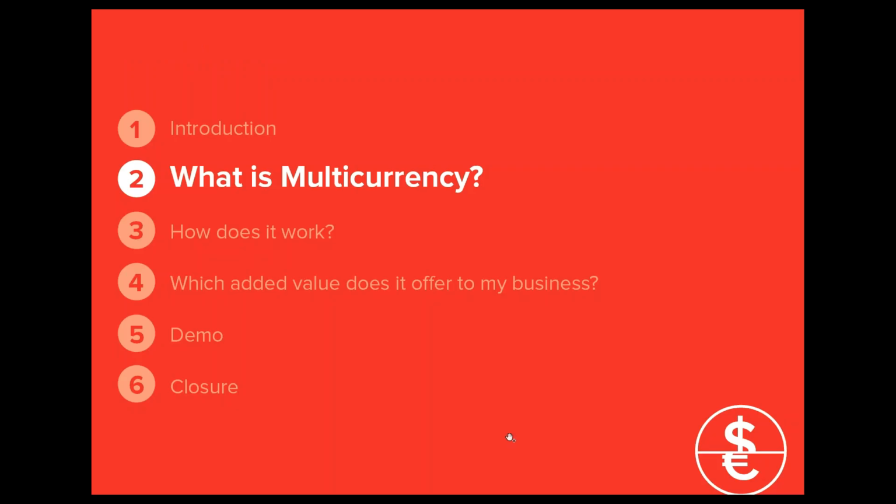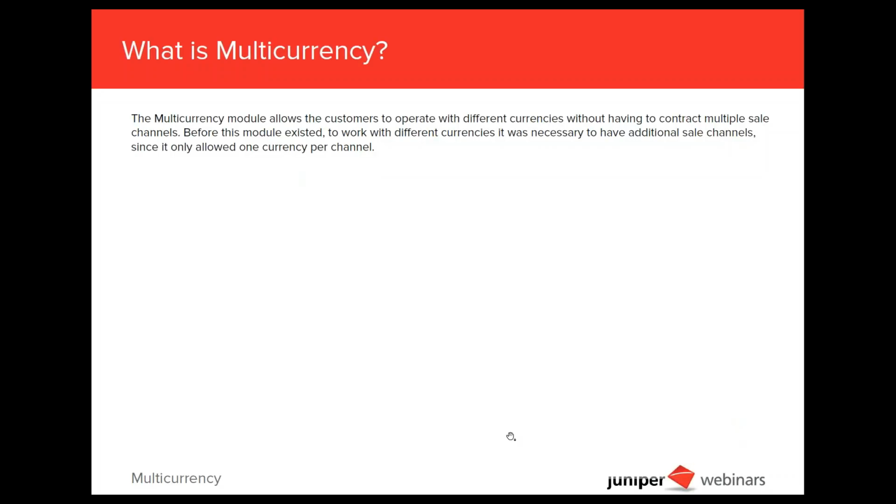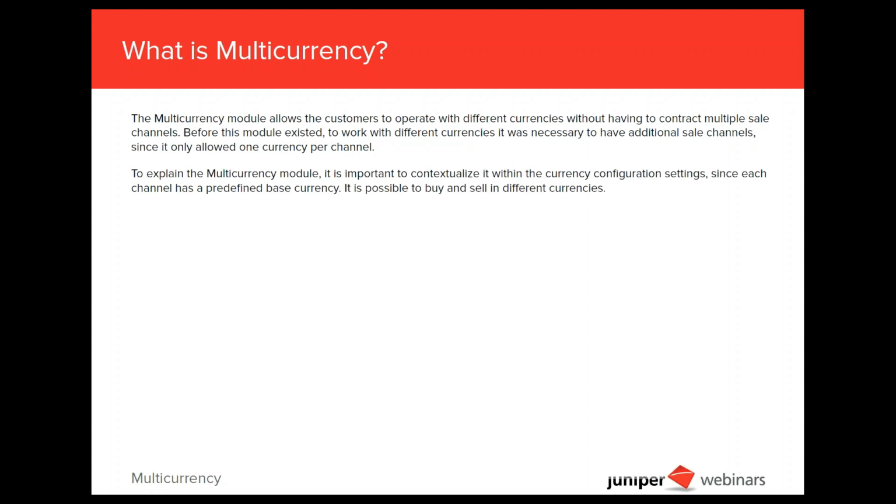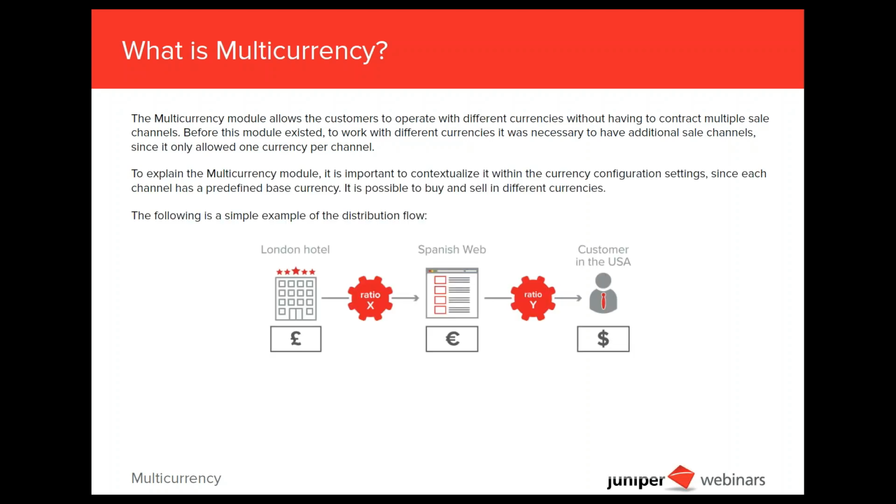So what is multicurrency? The multicurrency module allows the customers to operate with different currencies without having to contract multiple sales channels. Before this module existed, to work with different currencies, it was necessary to have additional sales channels, since it only allowed one currency per channel. To explain the multicurrency module, it is important to contextualize it within the currency configuration settings, since each channel has a predefined base currency. It is possible to buy and sell in different currencies.